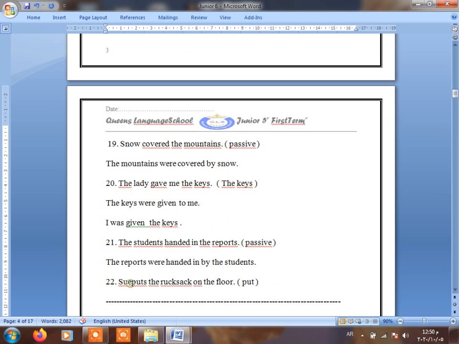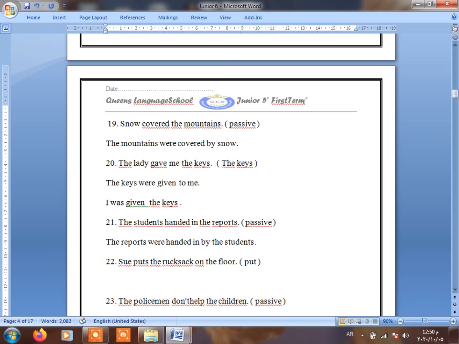Sue puts the rucksack on the floor. Puts. So this sentence is in the present simple. So the rucksack is the object. So I will start with the rucksack. So the rucksack is put on the floor by Sue. Okay, moving to the next one.